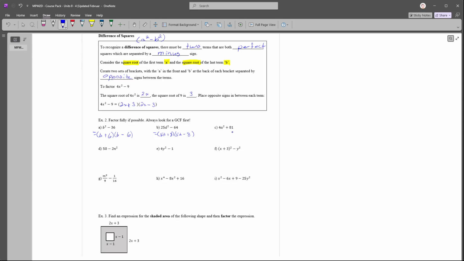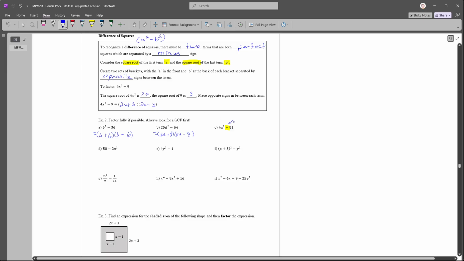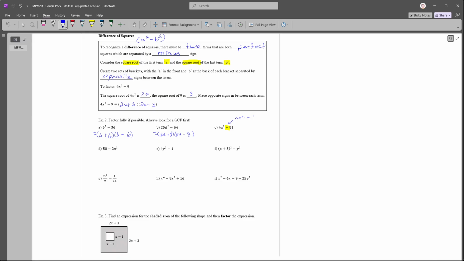Can we factor in any other way? There's no greatest common factor, and there's no perfect square trinomial because we don't have a middle term here, so there's no 2ab. So what is the issue here? We can't use difference of squares either because this is not a minus sign. So in this case, we actually have a term that is not factorable. There's not a difference here. So therefore, not factorable. It does happen.